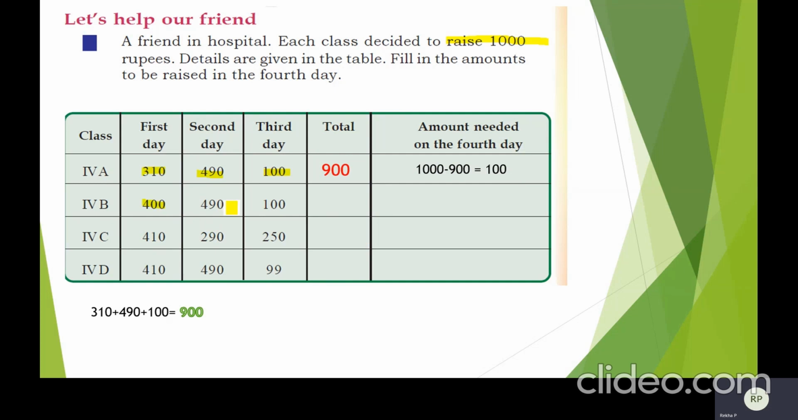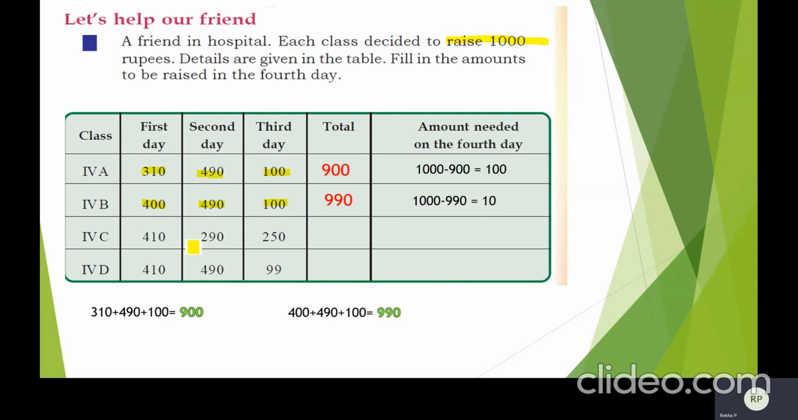So for this class, they have collected 400, 490 and 100. So you have to add it up. 400, 490 and 100. So when you add 400, 490, 100, you will get 990. So 990. So now you have to find out the remaining money. So for finding out the remaining money, you have to perform subtraction. So 1000 minus 990, you will get 10.